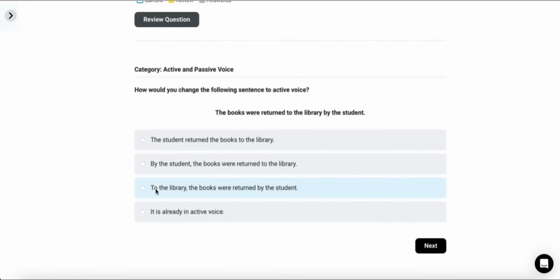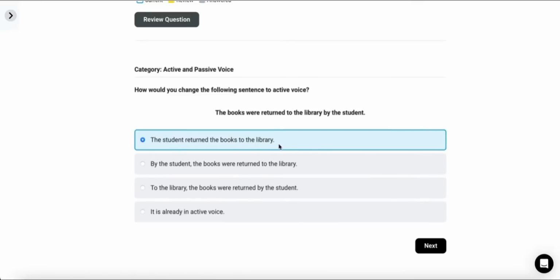So how do we change this sentence to be active? Let's take the actor and move it to the beginning of a sentence. So the student did what? They returned the books to the library. This is the correct answer here. The student returned the books to the library.